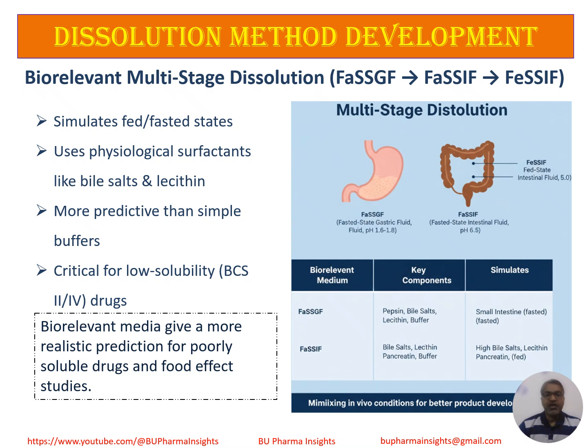These approaches are widely used for BCS class 2 drugs and IVIVC modeling. Biorelevant media provide a more realistic prediction of in vivo behavior, especially for poorly soluble drugs. They are also critical for understanding food effects, where standard media may fail to reflect real GI conditions.